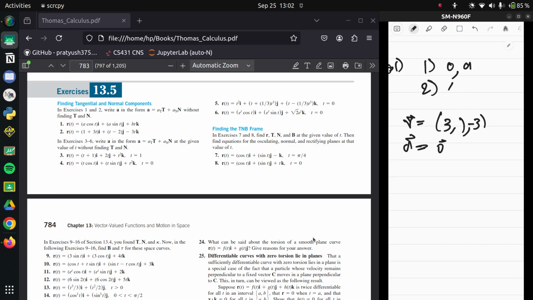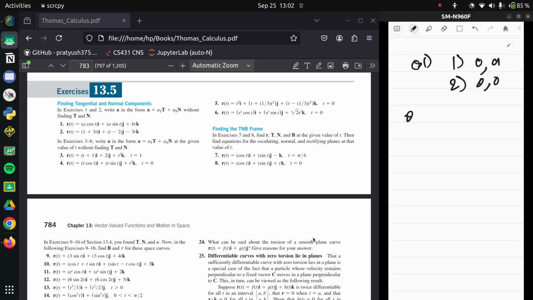So 0 comma 0. Move on. All of your stuff is just gone in that case. Write a in the form of a_t and a_n, without finding t and n, the usual stuff. So this is just a continuation of the previous one.